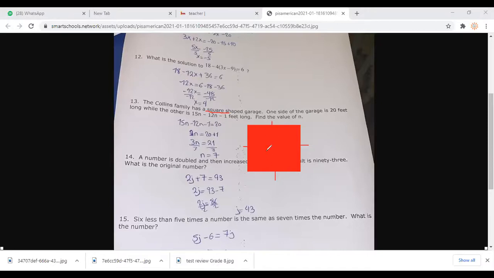So it will be 15n minus 12n minus 1 equals 20. And then it will be 3n, and we will transfer negative 1 to the opposite side. It will be 21. Then n equals 7. Okay? Any questions so far?